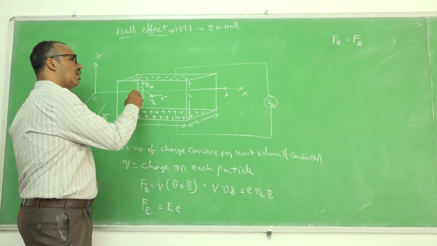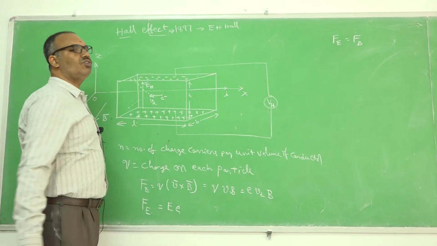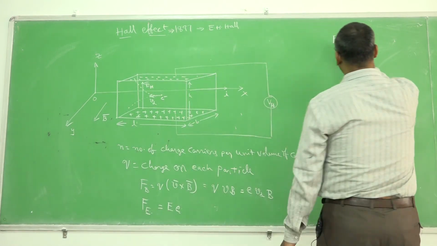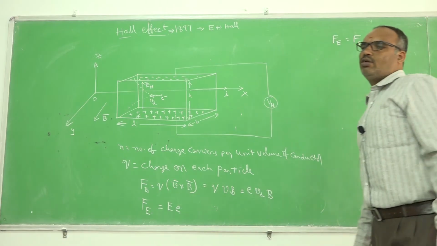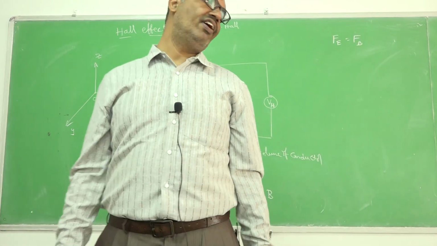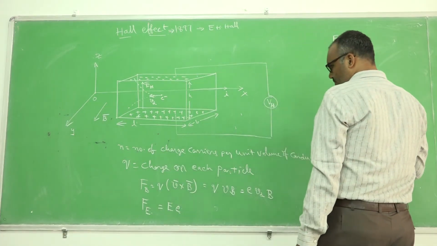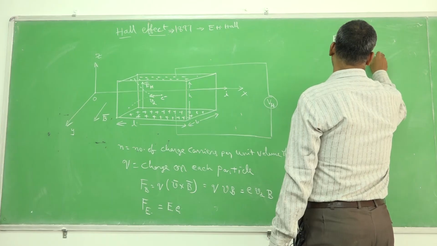But both the fields are applied simultaneously. Hence, the electron will try to continue in the same straight line path whenever we make force due to electric field equated with force due to magnetic field. Now, if I equate them, force due to magnetic field is B Vd e.